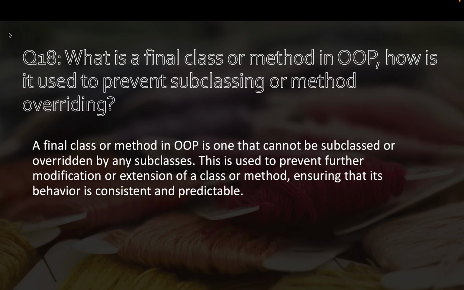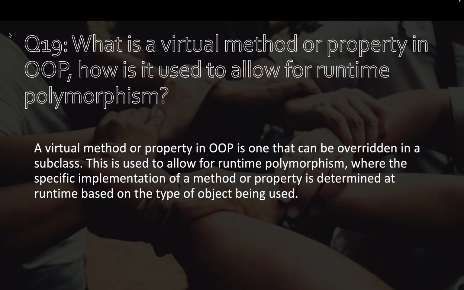Question number 18. What is a final class or method in object-oriented programming? How is it used to prevent subclassing or method overriding? A final class or method in object-oriented programming is one that cannot be subclassed or overridden by any subclasses. This is used to prevent further modification or extension of a class or method, ensuring that its behavior is consistent and predictable.